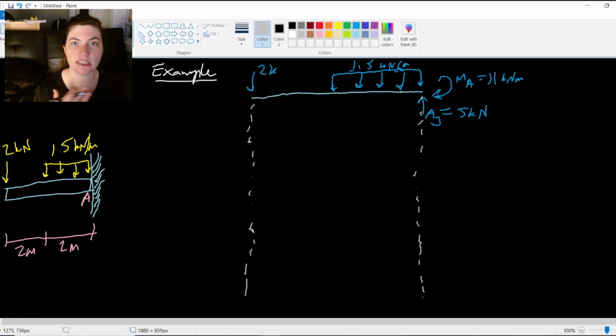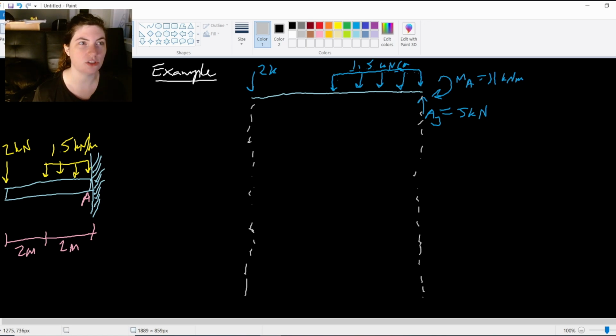So in this one we have this cantilevered beam. It is fixed on a wall at A with a free hanging end on the left side. And it's got this 2 kilonewton applied force on the left end with a 1.5 kilonewton per meter load from the center of the beam to the right side.